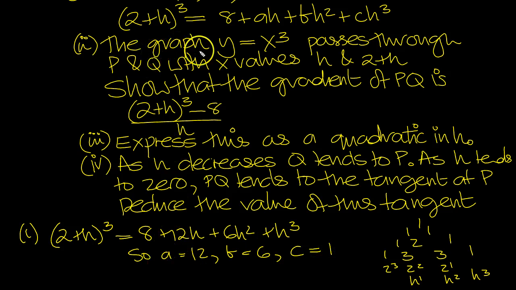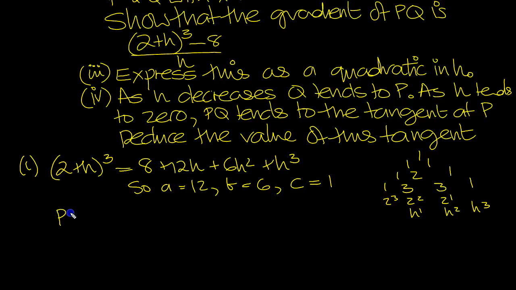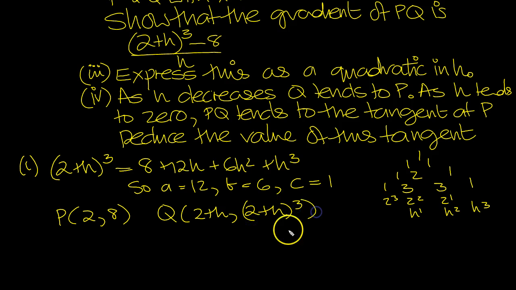So that's part 1. The graph of y equals x cubed passes through P and Q with x values 2 and 2 plus h. Show that the gradient of PQ is this. So P has coordinates 2 and 2 cubed, which is 8, and Q has coordinates 2 plus h and 2 plus h cubed. So gradient PQ then, which is what we were asked to work out.